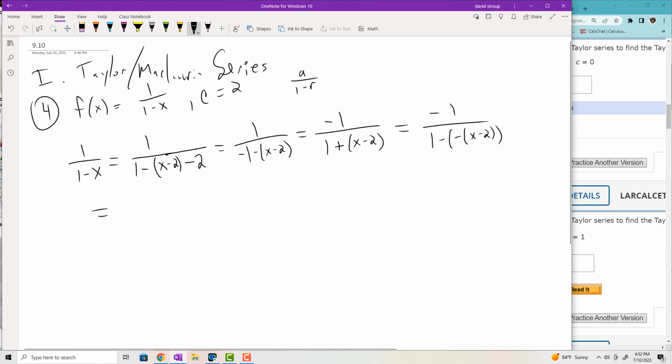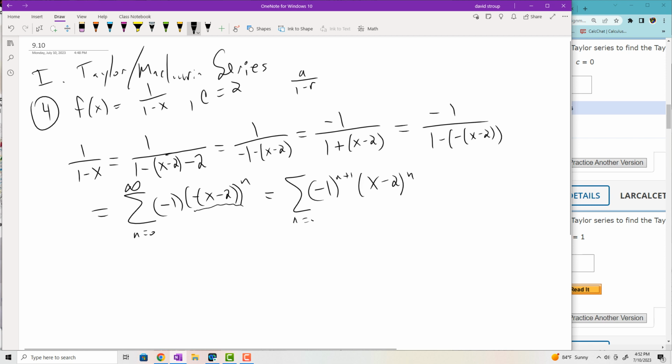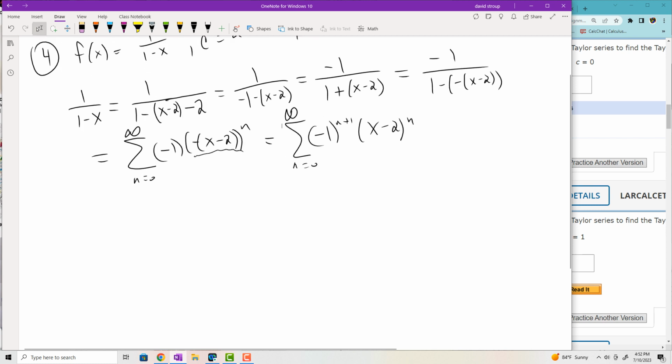And then finally I can say, all right, the a value is negative 1, the r value is negative (x minus 2), to the n, and go from n equals 0 to infinity. Let me clean it up a little by factoring that negative out of this portion. It ends up giving me negative 1 to the first times negative 1 to the n, which is negative 1 to the n plus 1, times (x minus 2) to the n, n equals 0. So there's the power series representation using 9.9 methods.